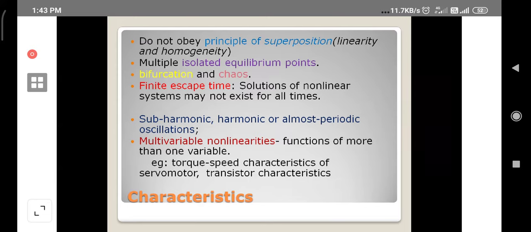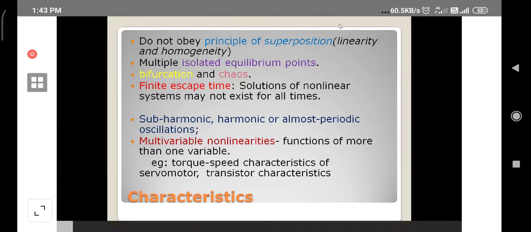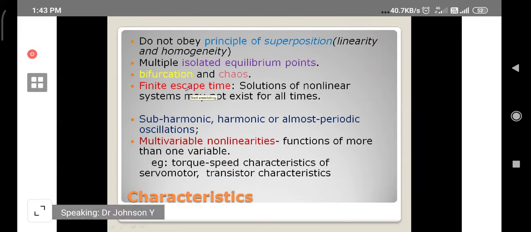And the finite escape time. That means the solutions of nonlinear systems are not available for all time, because the solution of a nonlinear system will be available only for a particular time or particular range. After that, the solution will vanish, and then again another solution comes. That means it will escape within a finite time. So that is called the finite escape time.